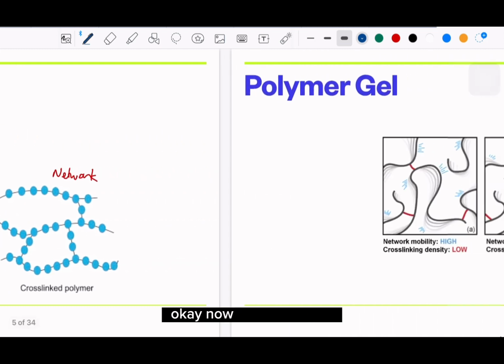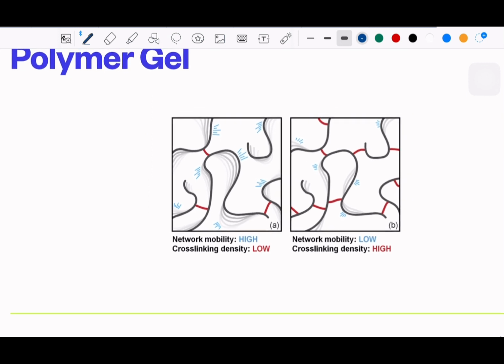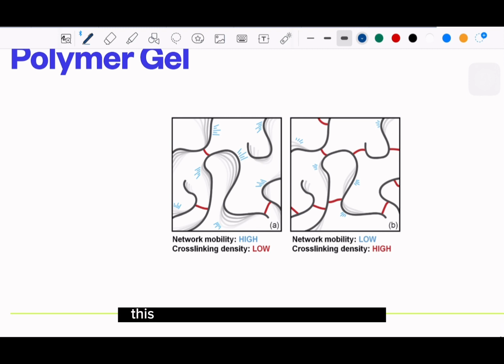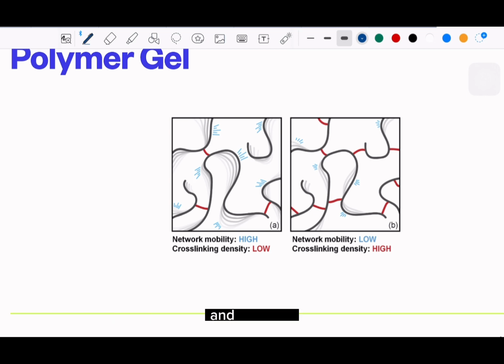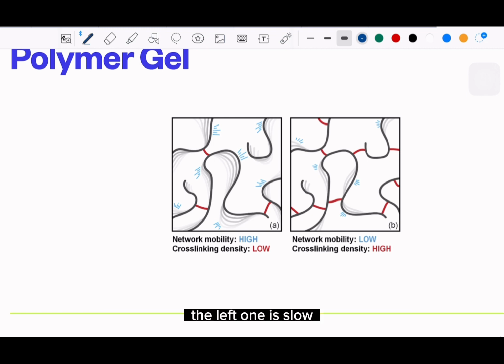Now if we look here, this is two comparisons, between this and this. Let's say this is polymer A, this is polymer B. The difference: the first one has a network mobility that is quite high, and this other one, the network mobility is low. It is because the cross-link density of the left one is low, and the right one is high. But what does that mean?